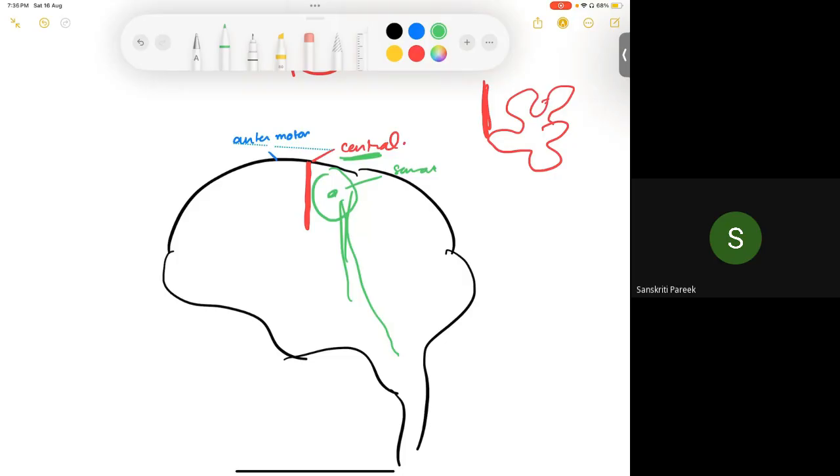We have the central sulcus. Anterior to the central sulcus, we have the motor area of the brain. Posterior to the central sulcus, we have the somatosensory area, where all of the sensations are going to be perceived by your brain. Is it clear? Yes or no? Yes.